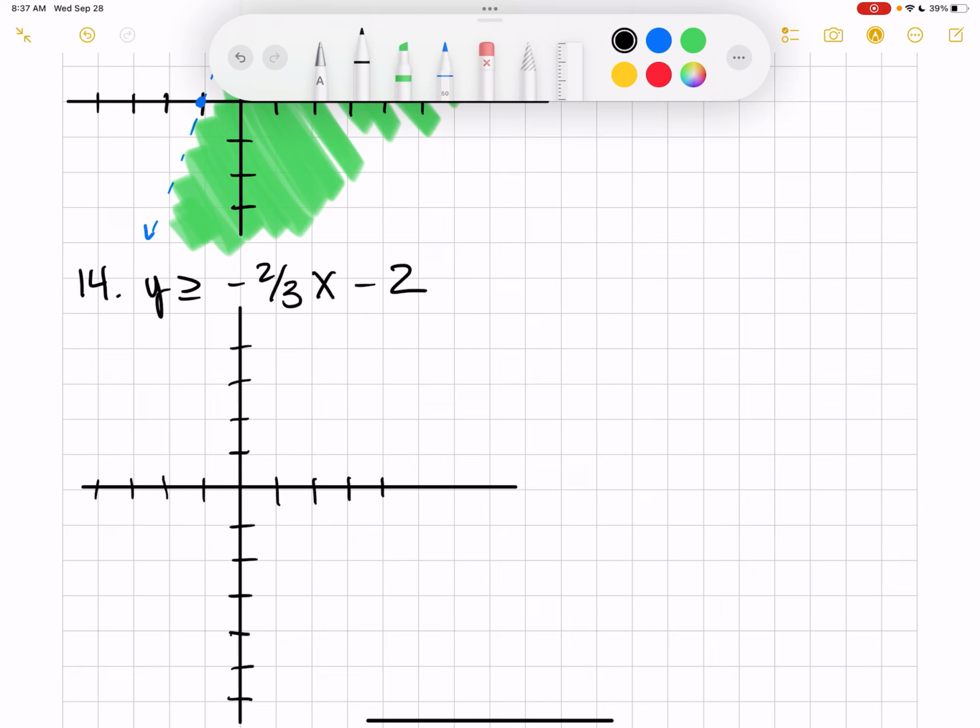Alright, so how would I graph this one? From -2 on the y-axis, then down to the right 3. Down to the right 3. And I can also go up to the back 3. And then am I solid or dotted this time?